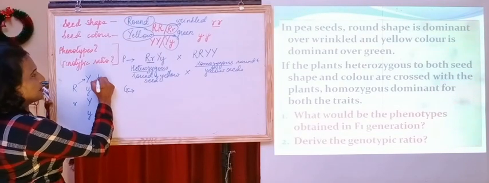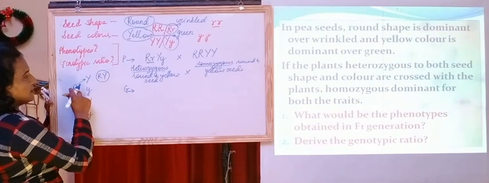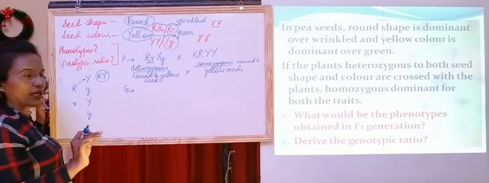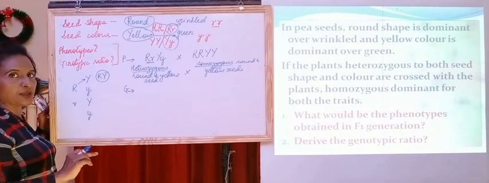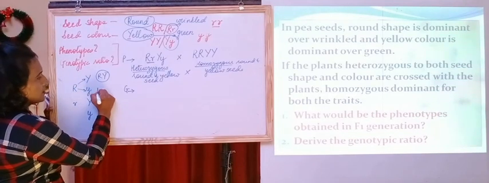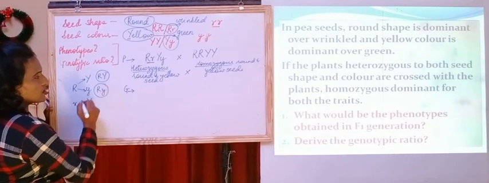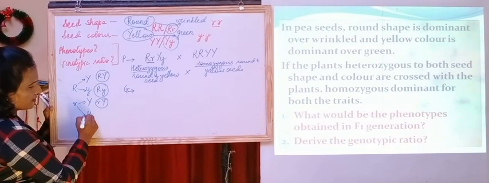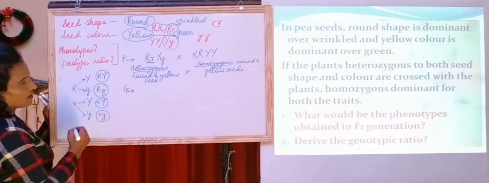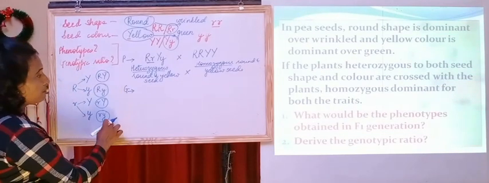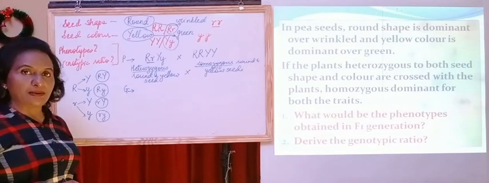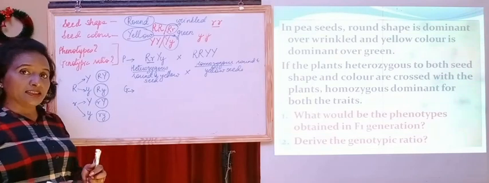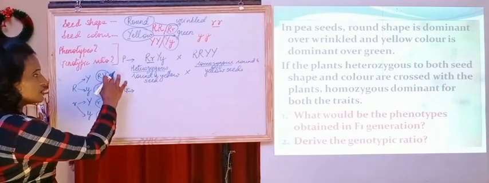So one will be capital R, capital Y. That means the gamete which has one capital R will also have capital Y. So both the characteristics are represented. Then a gamete can have capital R, small y, small r, capital Y, small r, small y. So we have got altogether 4 possible gametes, right? Other than these gametes, there is no other possibility by which we can get different kinds of gametes. So these are the 4 possible gametes.